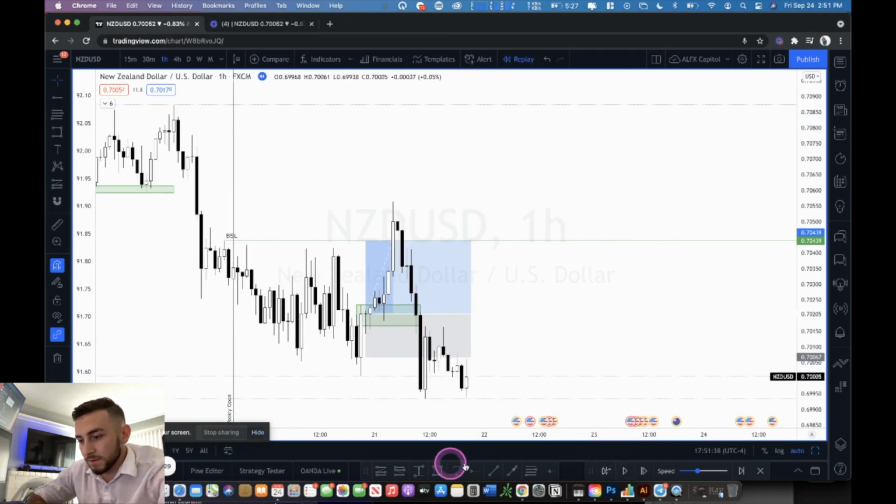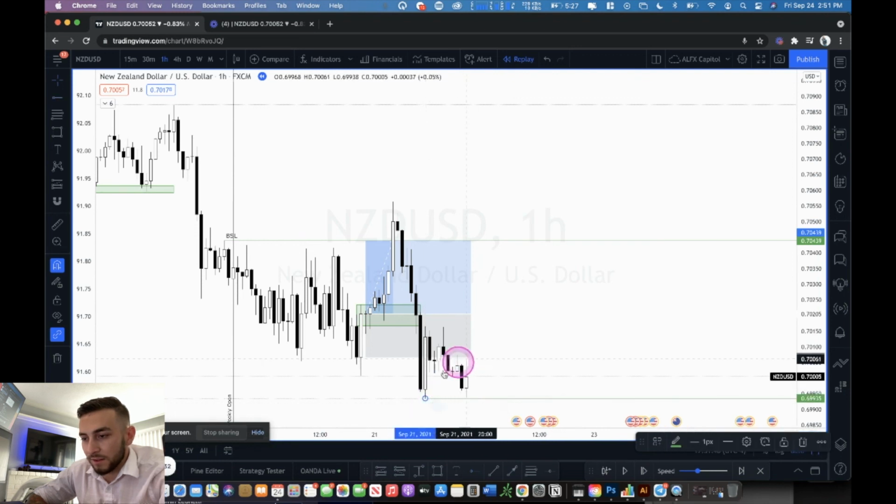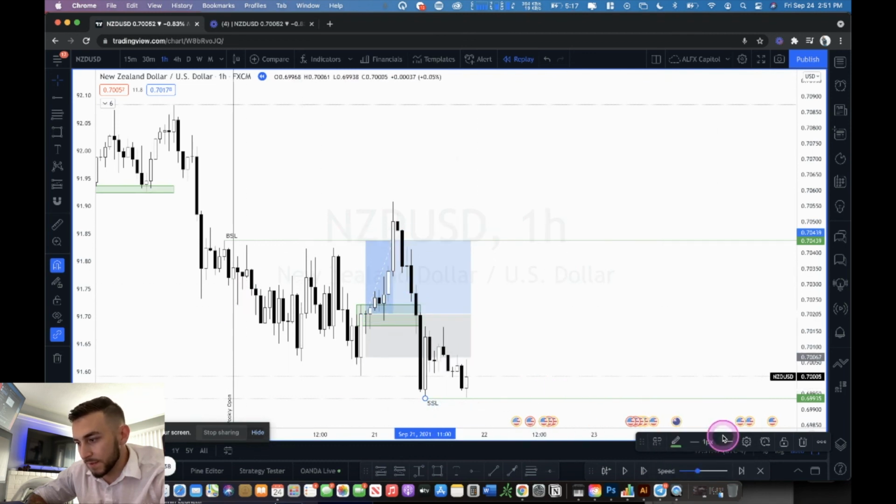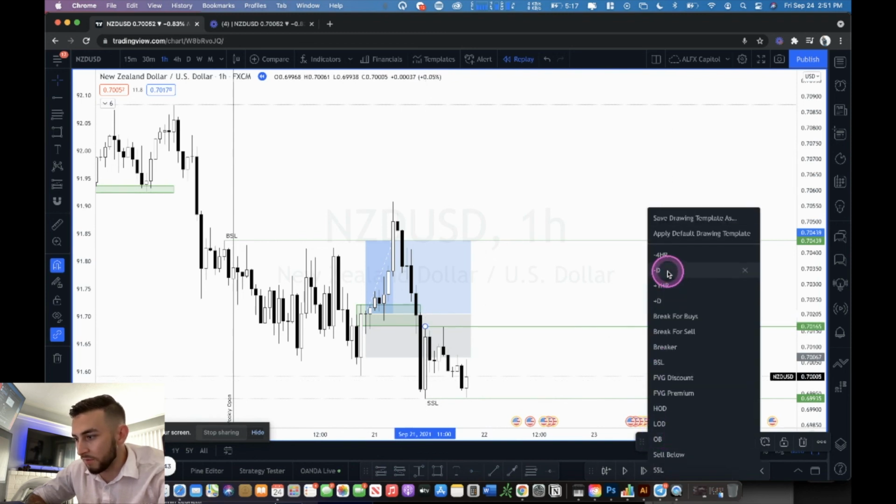All right, right here, price is leaving sell side liquidity. So we're going to annotate this. Got sell side. And let's annotate this just in case. See if something pops up for a valid entry point.